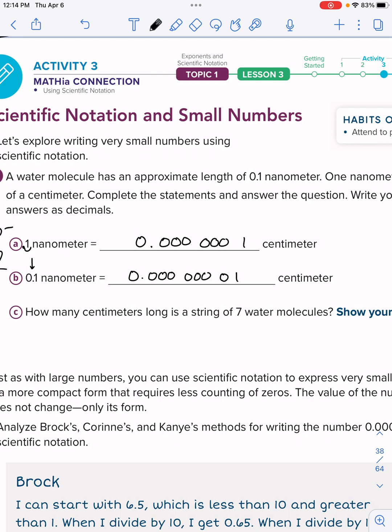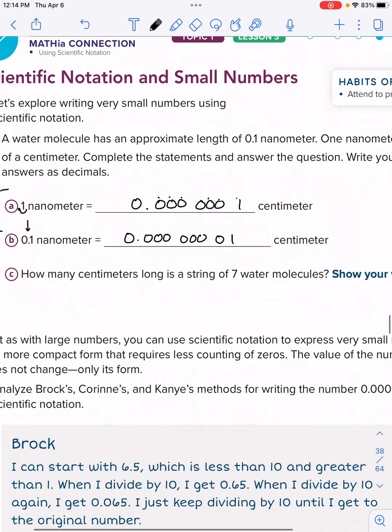So if a centimeter is the width of a penny, a nanometer is really, really small. I can't even tell what place value that is. This is tens, hundreds, thousands, 10,000s, 100,000s, that'd be 1 millionth? Maybe 1 ten-millionth? All right, moving on to C.